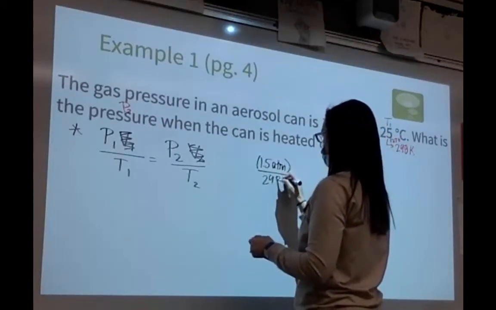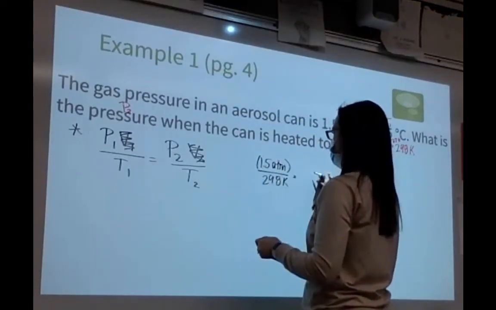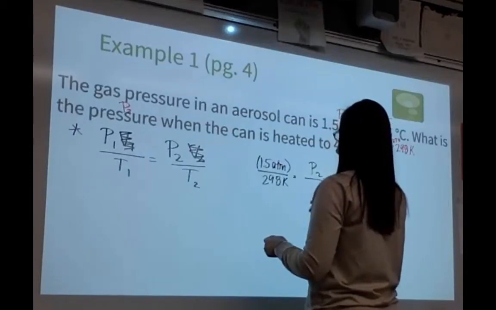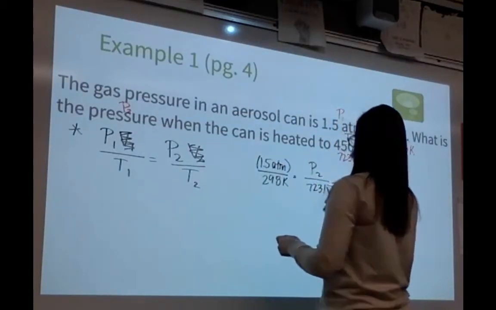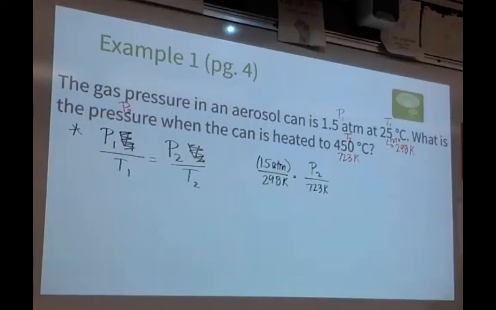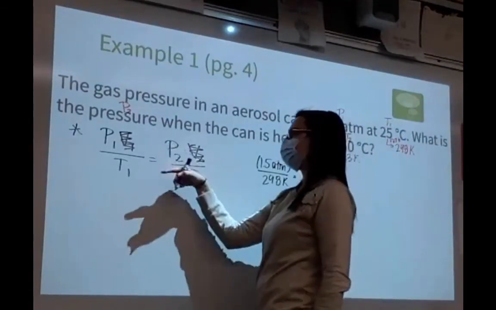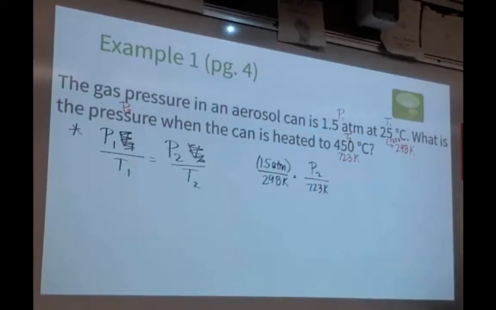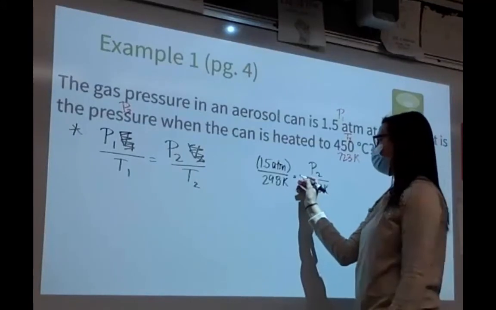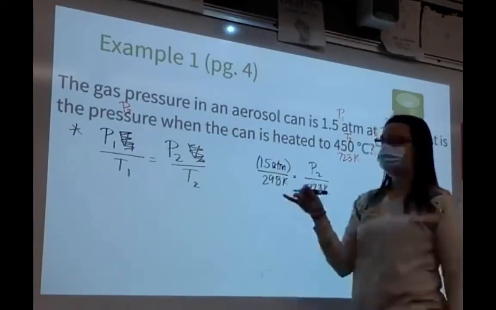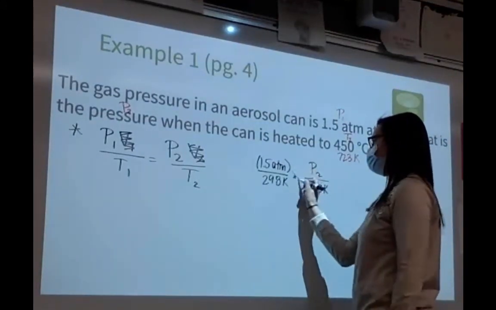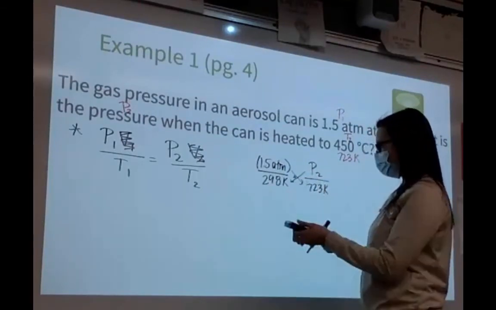298 Kelvin is T1. I'm solving for P2. 723 Kelvin is T2. So when you have any of these equations that are derived from the combined gas law, these are proportions, so we cross multiply. How could you solve it differently? Yeah, you could. Typically, the easiest way is to cross multiply.